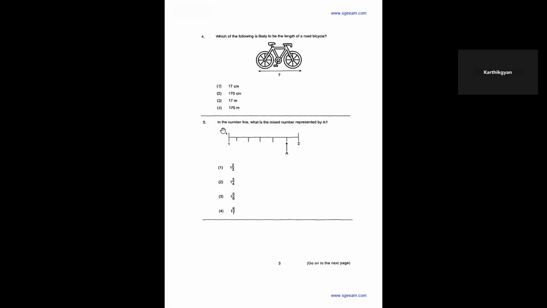Question 5. When you're doing your working and you see a question like this, go and count the intervals: 1, 2, 3, 4, 5, 6. There are 6 intervals, so 6 intervals represent 1. So 1 interval will represent 1 over 6. This number is closer towards 2, so from 2 you go backwards by just 1 interval. 2 minus 1 over 6 will give you 1 and 5 over 6. So therefore, your option will be option number 3.